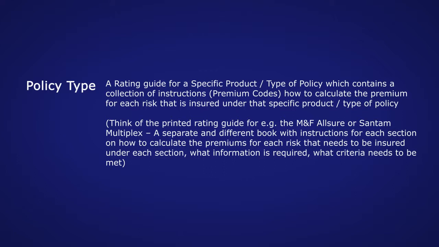Think of a printed rating guide, for example, the M&F Allsure or Santam Multiplex, a separate and different book with instructions for each section on how to calculate the premiums for each risk that needs to be insured under each section, what information is required, and what criteria needs to be met.